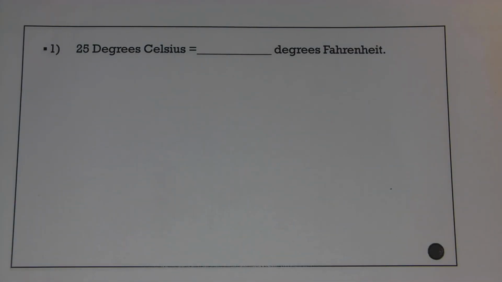Okay, so we're going to do some calculations on some practice problems from your homework. So I'm just going to start with number 1 and go through them. So you have 25 degrees Celsius equals blank degrees in Fahrenheit.